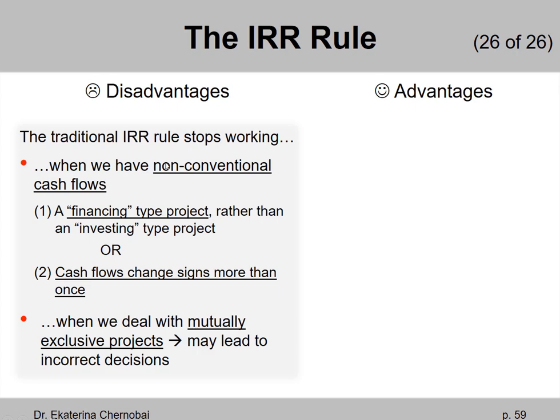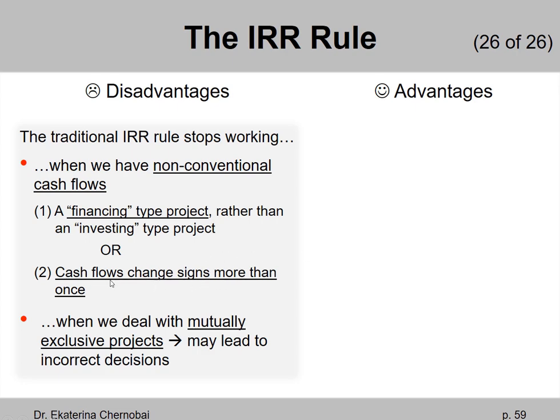And another example of non-conventional cash flows is when cash flows change signs more than once. So once would be you invest money today, that's a negative cash flow, right? And you receive money in all future years. That's a positive cash flow for each year. So there is one sign change. But here we're talking about more than once. So from minus to plus, and then at some point from plus to minus again.